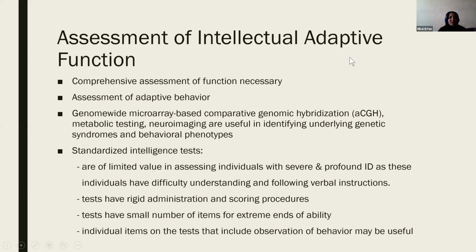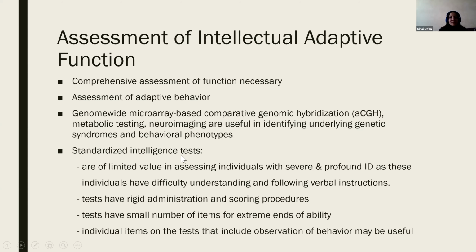So how do you assess intellectual adaptive functioning? You have to do a comprehensive assessment of function. You assess their adaptive behavior, like how they can adjust to certain situations. This is complex, and I'm not going to ask you about this. This is just for FYI. There are very complicated ways of looking at chromosomes and sequencing to look at the underlying genetic syndrome. So unless you're going to be somebody who's in genetics, this is just FYI.